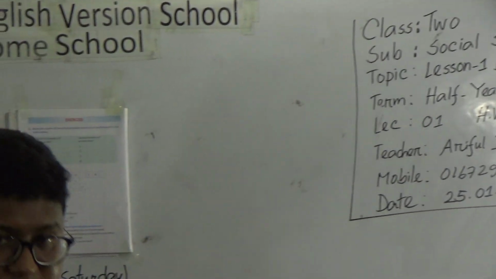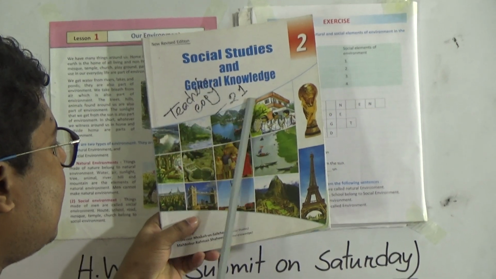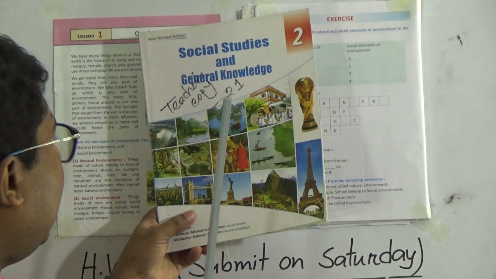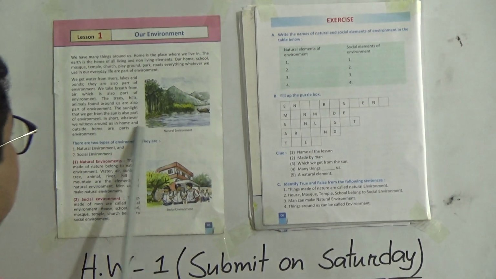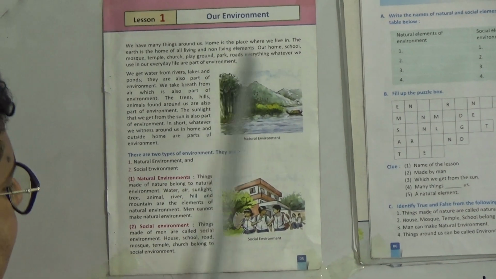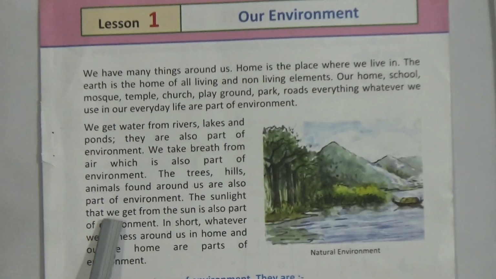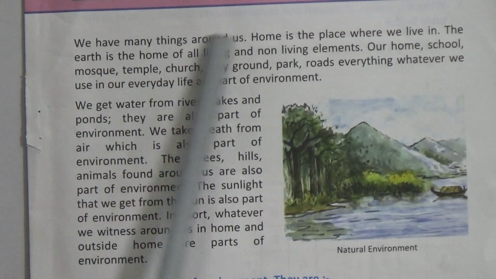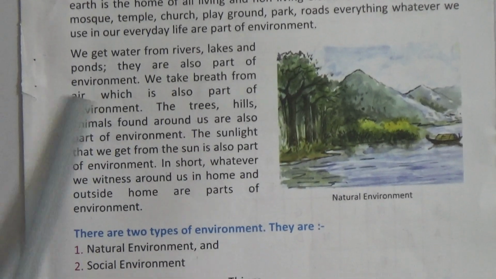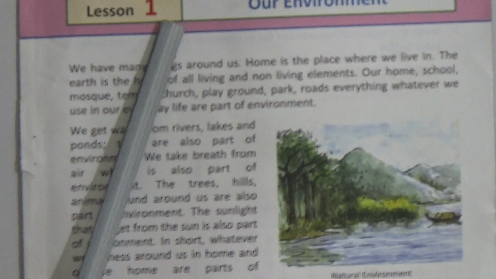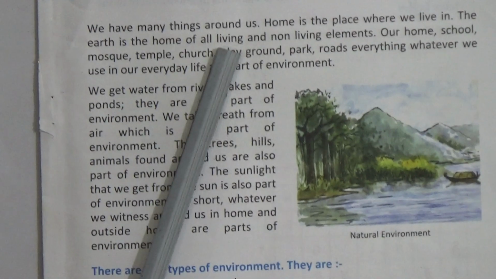So, my dear students, open your book, everyone, social science and general knowledge book, class 2, and go to page number 5. Open your book, go to lesson 1, our environment, page number 5. Let's go. Lesson 1, our environment. So what is environment? We will learn today. And what are the types of environment? We will learn today. We have many things around us.